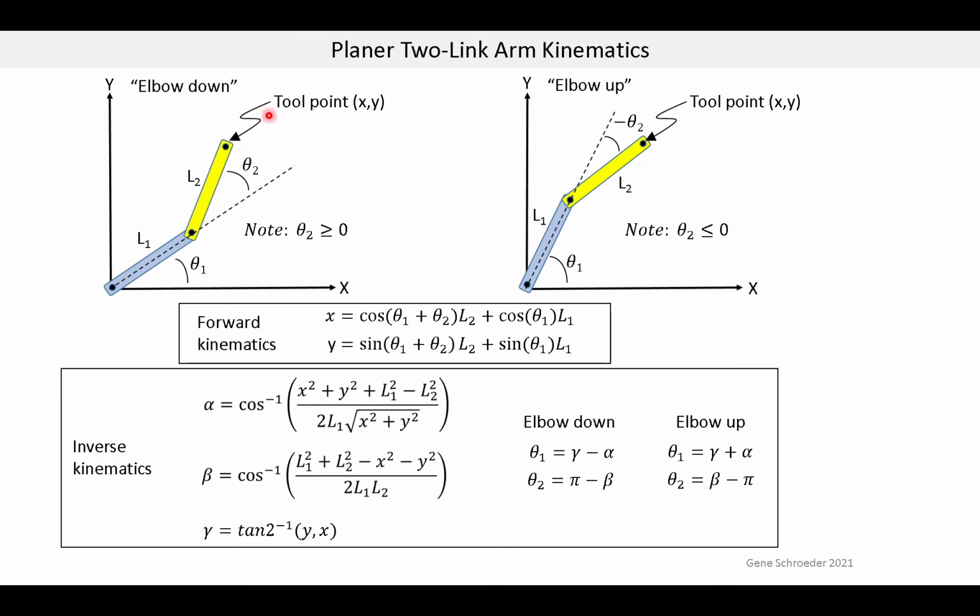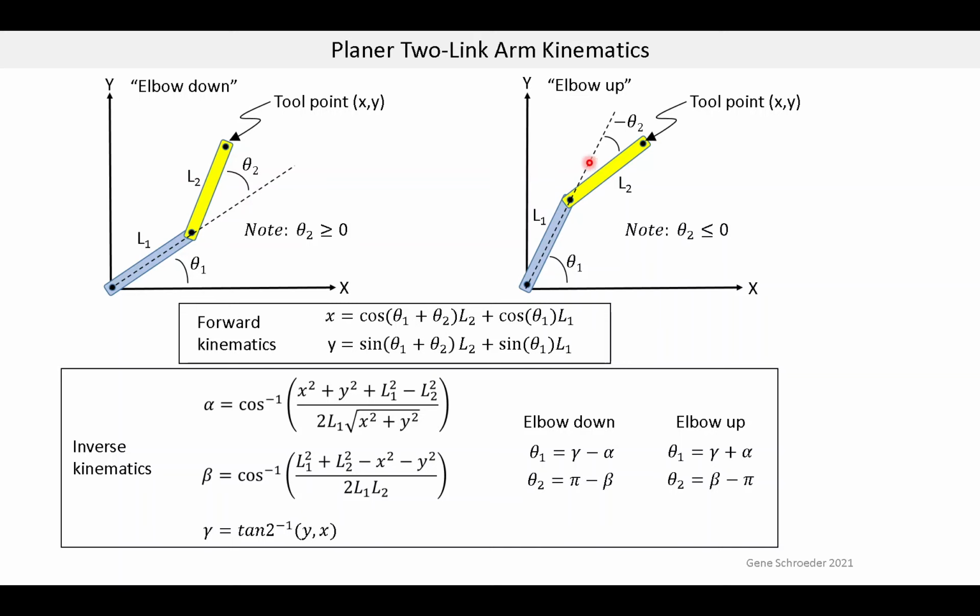So if we look at this diagram, we see this robotic arm, and it's on a Cartesian plane with x and y axes. And here is the tool point of the arm, and we assume we want to use x and y coordinates to represent positions of the tool point. You'll also notice we derive joint angles, theta 1 and theta 2, and we use L1 and L2 as the lengths of the links.